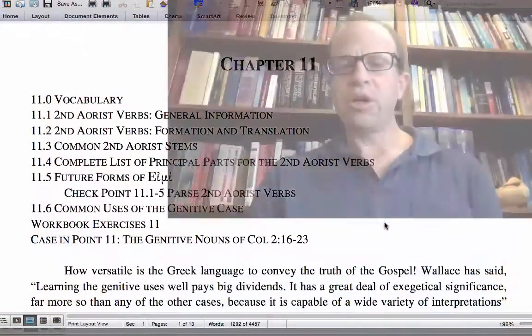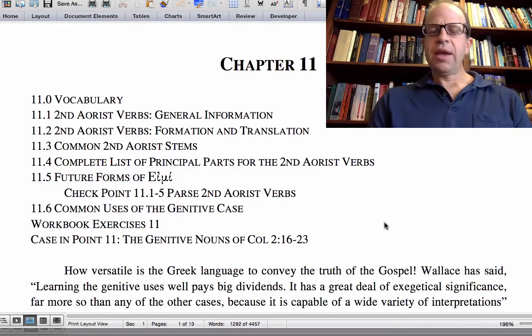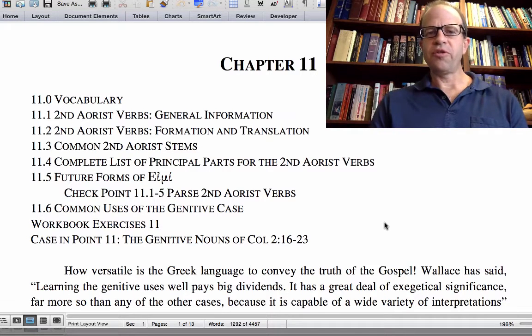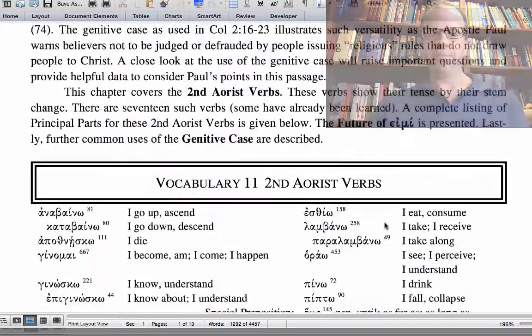We're looking at Chapter 11. This chapter will cover second aorist verbs, as well as look at principal parts for these verbs. We will also look at the future forms of the verb eimi, and then some common uses of the genitive case. Before we get started, let's go to the vocabulary.